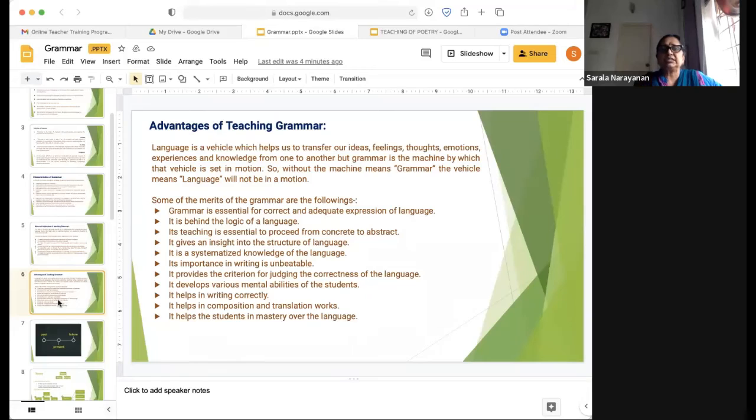So what are the advantages of teaching grammar? How does it help? These are the things about teaching of grammar in general that I have given you. Okay, actual teaching, I'm going to start now. This teaching will be more functional, so I'm not going to teach as I would teach a student.